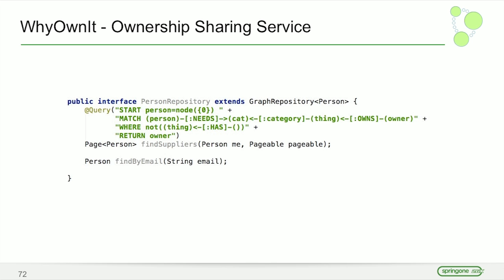But I don't want to see these where this thing is already out right now, right? So I just filter that relationship out. Return the owners. And here we see how the paging works.